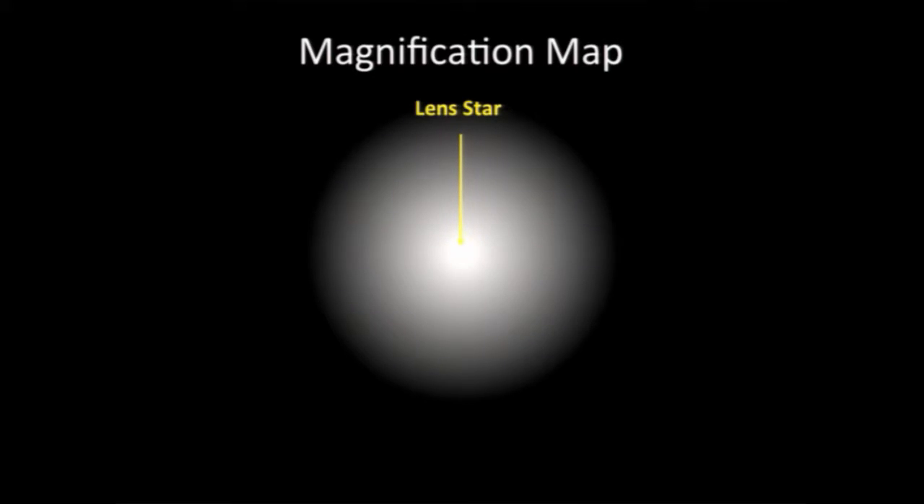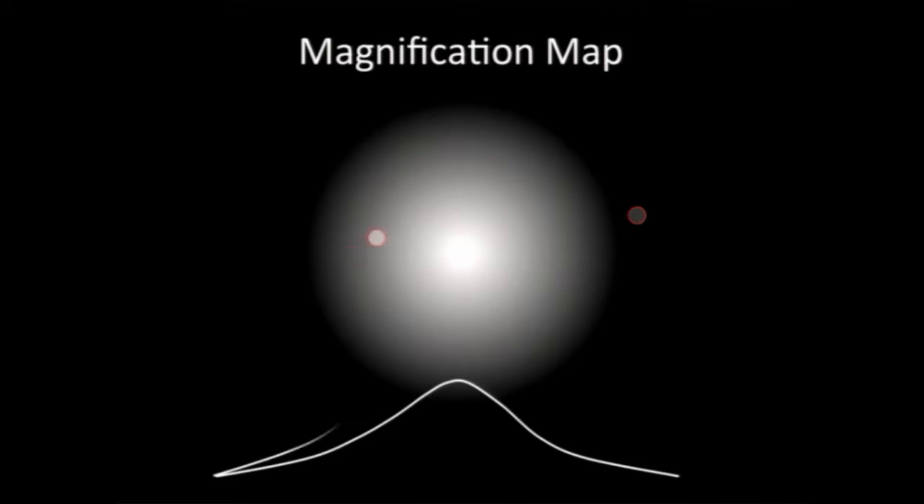A source is moving relative to the lens. As the source star traces a path across this map, you see a magnification curve, or a light curve, of the microlensing event. And if the source passes closer to the lens, that overall magnification curve is brighter.